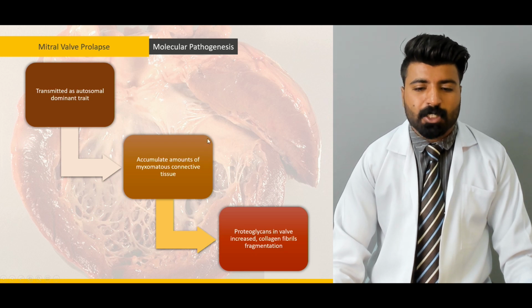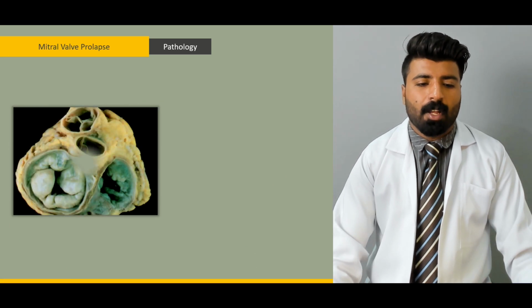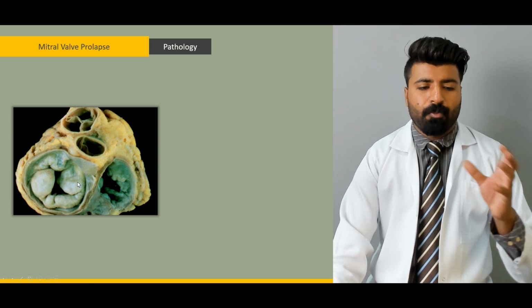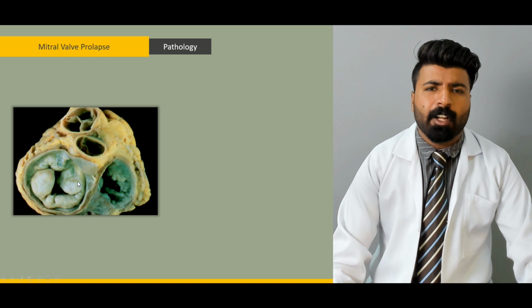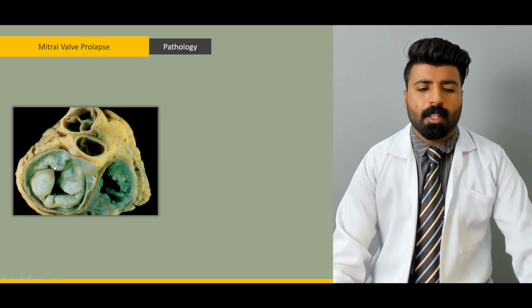Now let's talk about this pathology with a depiction of a diagram. Now this is a mitral valve. You can look at it. This is a mitral valve. From where has this picture been taken? The left atrium or the left ventricle? The left atrium, obviously. This depiction has been taken from the left atrium, and you can see these are redundant.